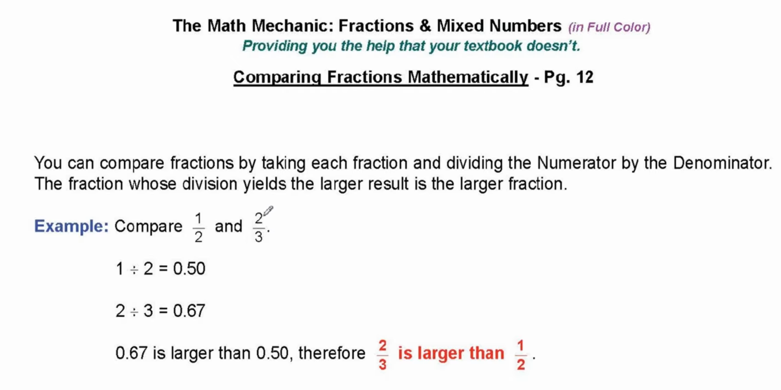So, we will divide 2 by 3. Divide 2 by 3. 2 divided by 3 equals 0.67.